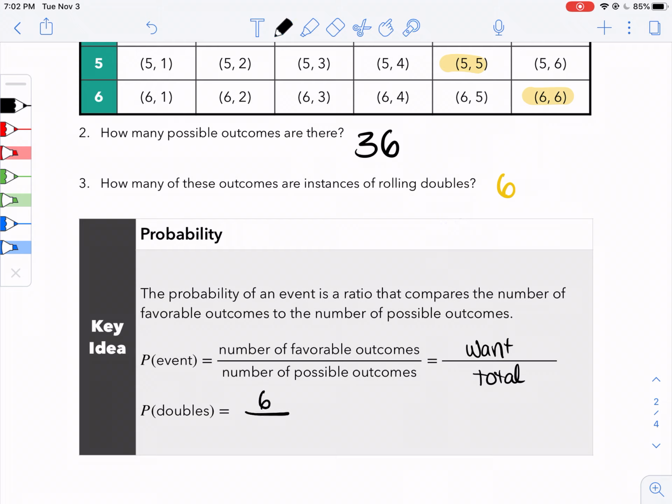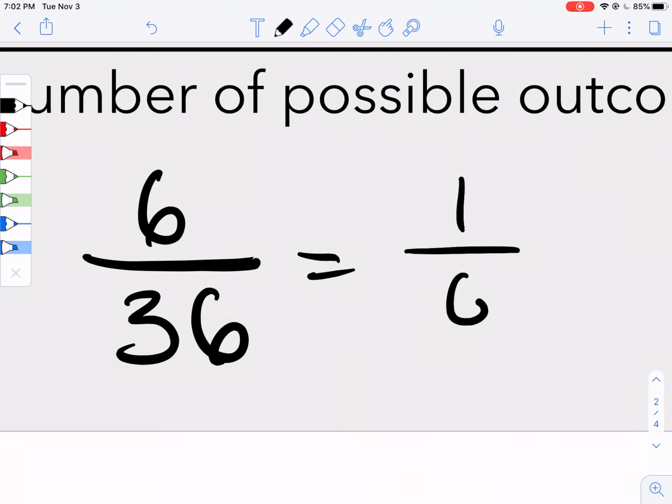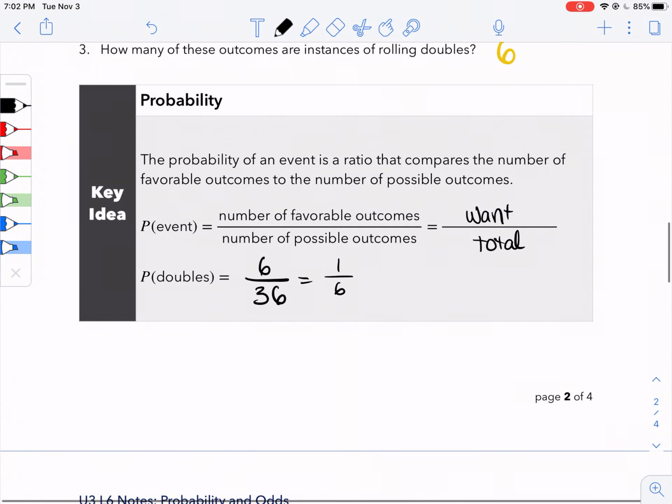We can roll them 6 ways. So it'd be 6 over, and then how many total are there? There's 36 possible ways to roll dice. And this actually reduces to 1/6. I promise that probability is not always equal to 1/6, but it just happened to be in our examples so far.